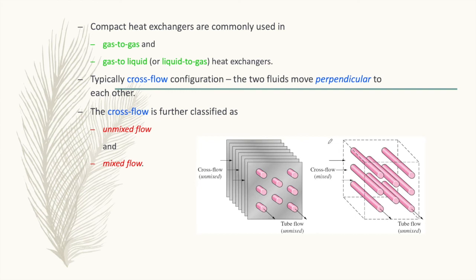Okay. For the cross flow, mixed flow, we know there will be no fin attached to this tube arrangement. Therefore, all the fluids will mix. Okay, this configuration, cross flow, unmixed, we have interspace fin, and the fluid flows on this interspace fin. Whereas for the cross flow mixed, there will be no fin, so it will be mixed. So that is the difference between cross flow for the unmixed and mixed flow.